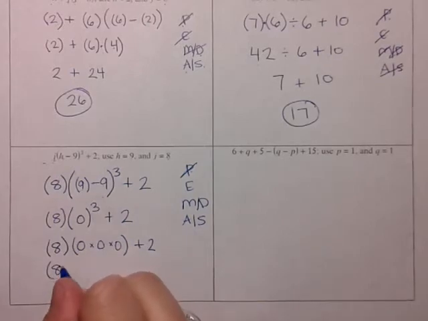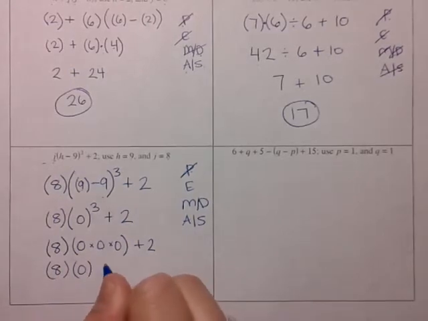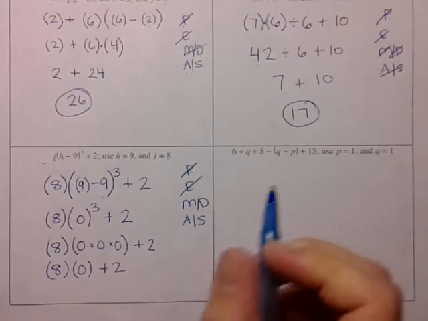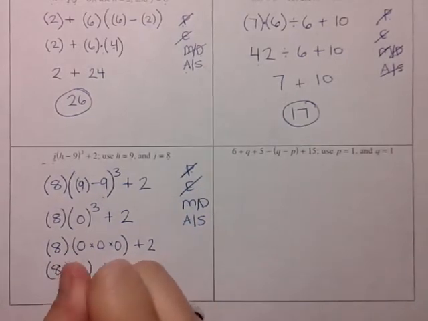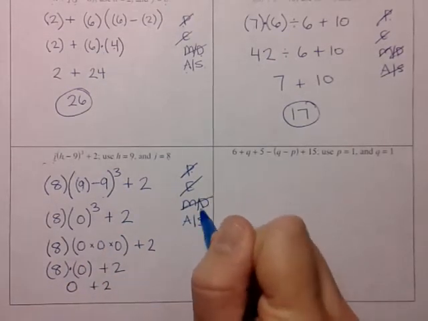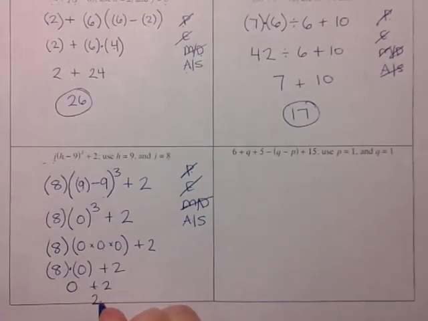So now I'm going to rewrite it. 8 times 0 plus 2. Now I'm done with exponents. Now I do multiplication and division from left to right. 8 invisible multiplication times 0 gives me 0 plus 2. Now I add. 0 plus 2 is 2.